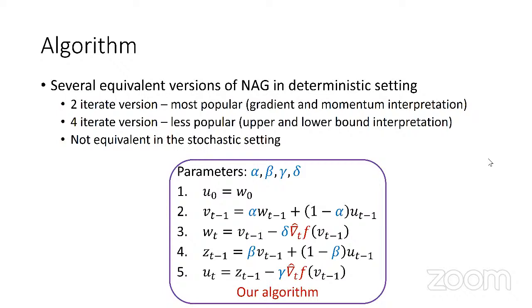So there are different ways of looking at Nesterov's accelerated gradient descent, and depending on which way you look at it, you can parameterize the algorithm in different ways. In particular, there is one formulation which has both an upper and lower bound interpretation, which is much less popular in terms of the way it's implemented, because as you can imagine, a 2-iterate version is much more compact to write, whereas the 4-iterate version is much more elaborate. But it turns out that this 4-iterate version actually captures the essence of what we want to do in the stochastic setting. So the idea is the following.